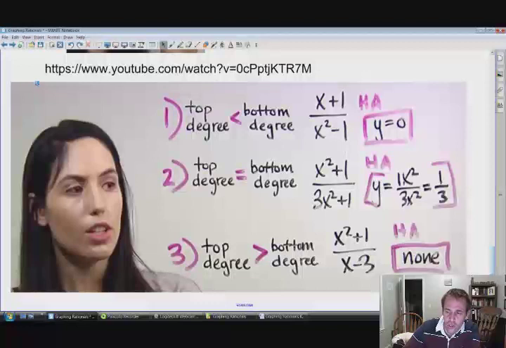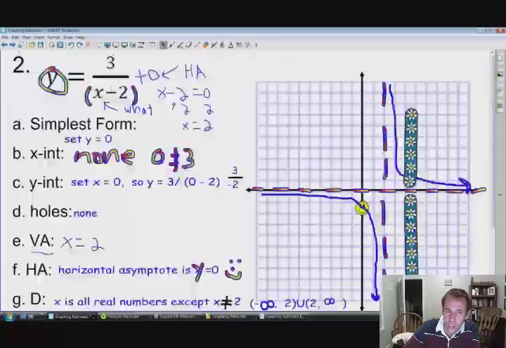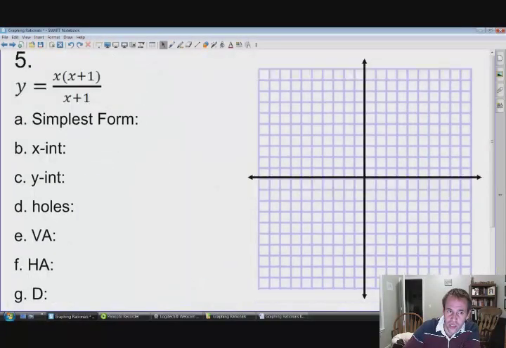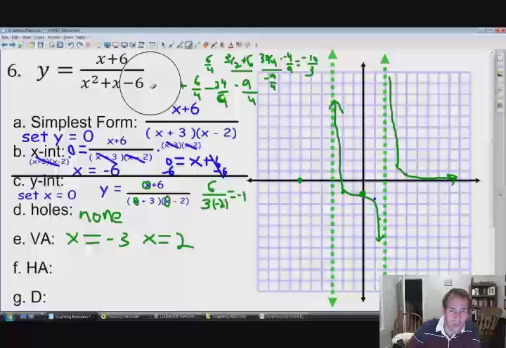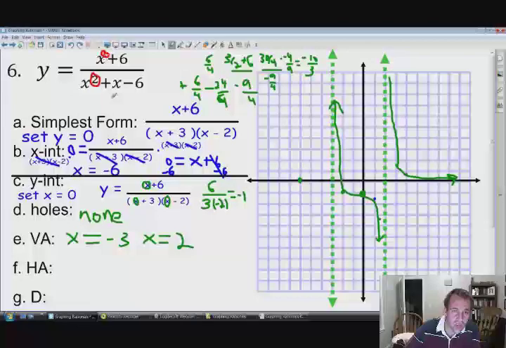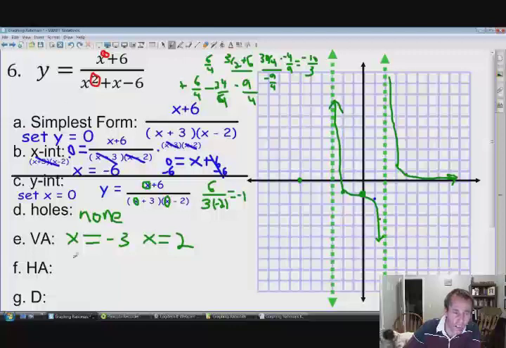But if we go back to our original problem for number 6, the original problem before we simplified it, it shows us here that x squared is larger than x to the first power. And so since we have little over big, our asymptote is going to be at y equals 0. So we're going to go to our horizontal asymptote and say y equals 0.